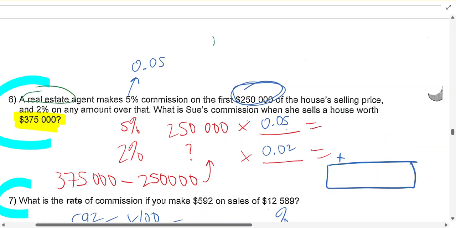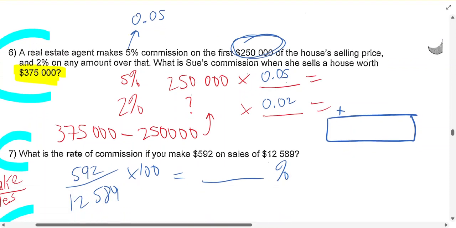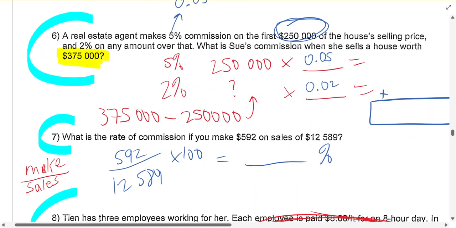Number 7, rate of commission. We looked at that one. How much you made divided by your sales. How much you made divided by your sales, and don't forget to times it by 100 because you're turning your decimal into a percent.